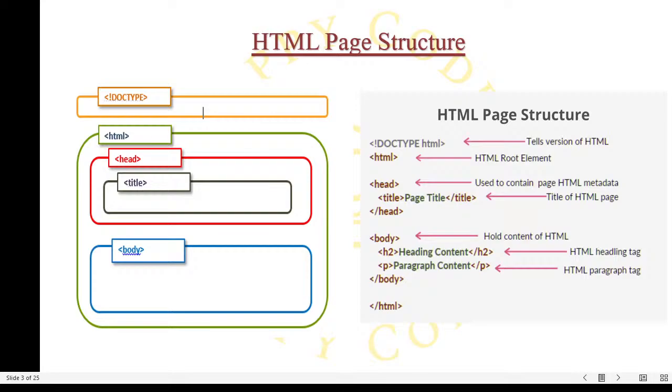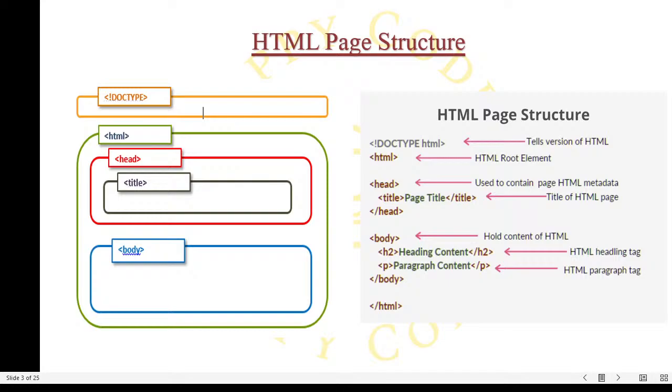Okay guys, so moving forward, this is the basic HTML page structure. We have the doctype, which tells us the version of HTML, or let's say the document type, which we can specify that is HTML. Then we have the root tag, the HTML tag, which starts at the root element and is the one that encompasses everything that we want to do.